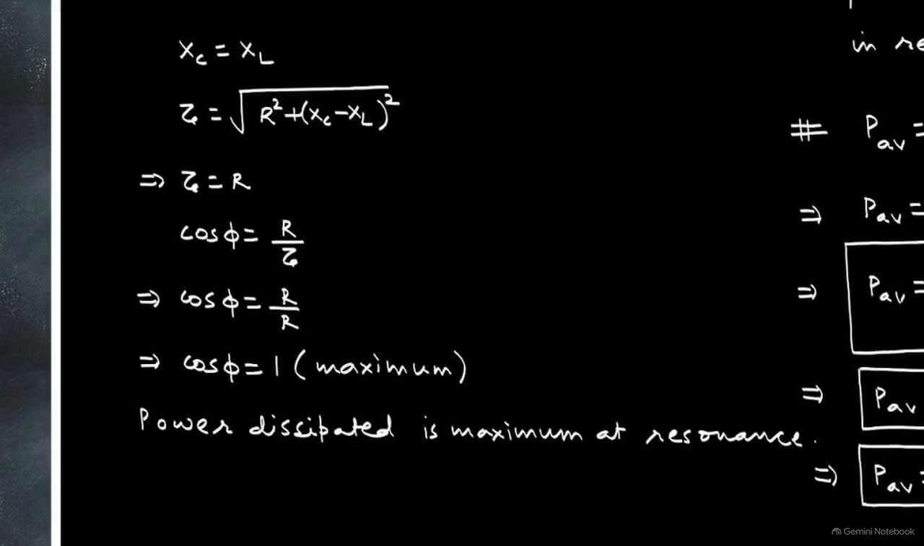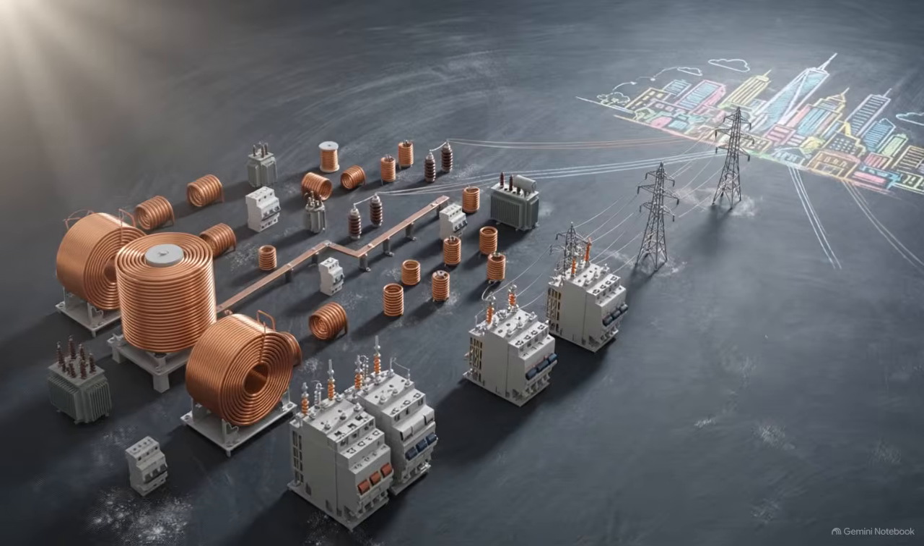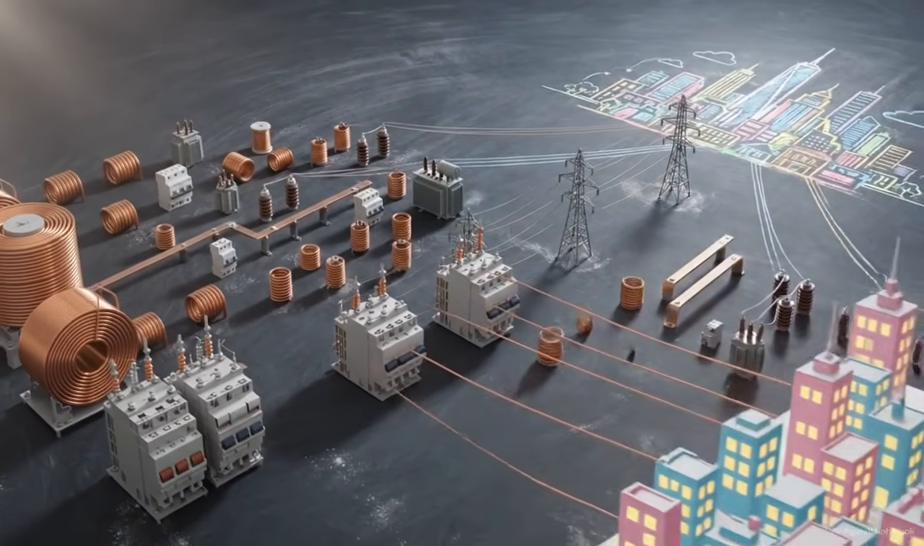Because Z equals R, the ratio becomes R over R, dropping the phase angle to 0 and maximizing the power factor to 1. The AC equation now mirrors the optimal DC formula, showing power is dissipated strictly through the resistor. Tuning a circuit to resonance forces energy-storing components into equilibrium, eliminating wattless current to achieve maximum power transfer.